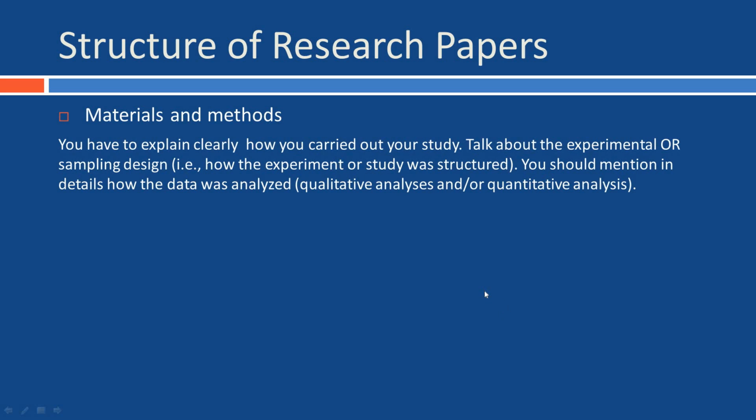Then we write materials and methods. You have to explain clearly how you carried out your study. Talk about the experimental or sampling design, that is, how the experiment or study was structured. You should mention in detail how the data was analyzed, qualitative analysis or quantitative analysis.